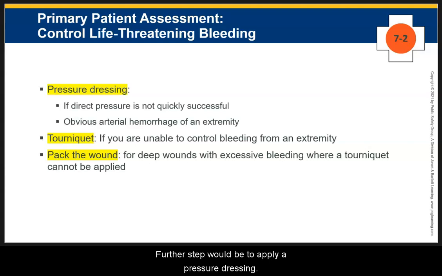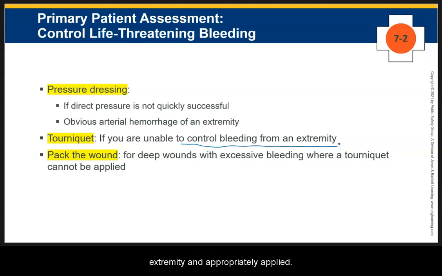Further step would be to apply a pressure dressing, and in some cases, even to apply a tourniquet, especially if the bleeding is from an extremity, where a tourniquet can be wrapped completely around the extremity and appropriately applied. For deep wounds with excessive bleeding where you can't quite apply a tourniquet, perhaps in the abdomen, we can pack the wound with gauze or, if your local protocol allows, a hemostatic dressing.